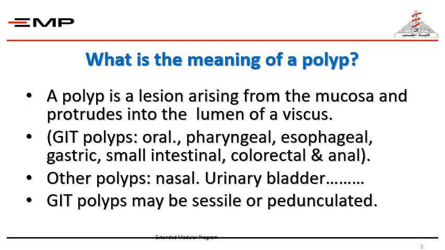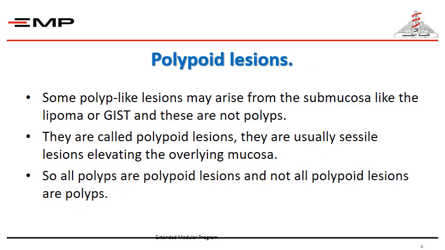What is the meaning of a polyp? A true polyp is a lesion that arises from the mucosa and protrudes into the lumen of the viscus. It can be a viscus in the GIT, or the urinary tract, or the respiratory tract. Colorectal polyps, as all GIT polyps, may be sessile or pedunculated with a stalk. Some lesions arising from the submucosa, like the gastrointestinal stromal tumor or lipoma, may elevate the mucosa, giving the appearance of a sessile polyp. These are not true polyps and are called polypoid lesions.